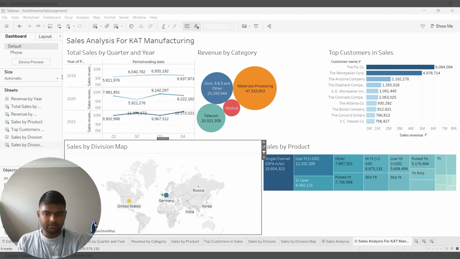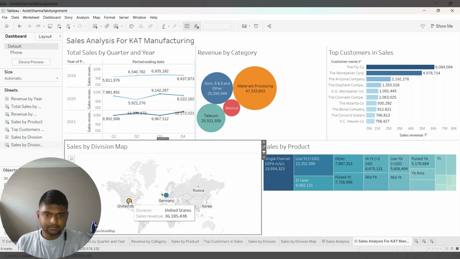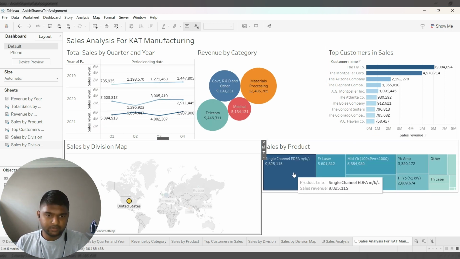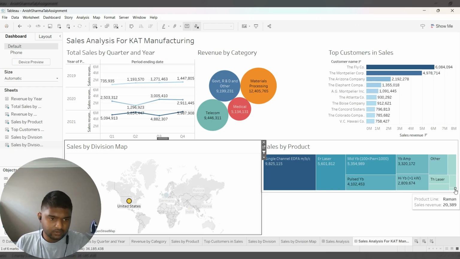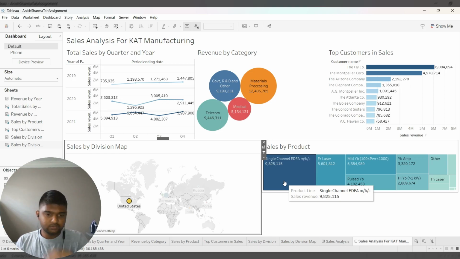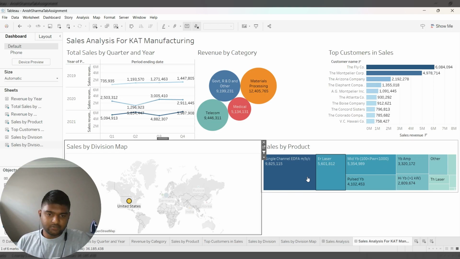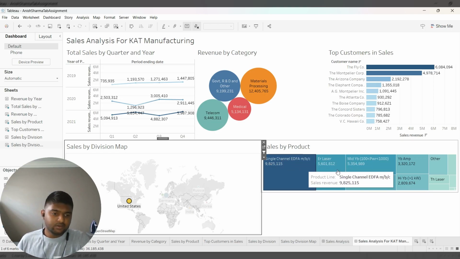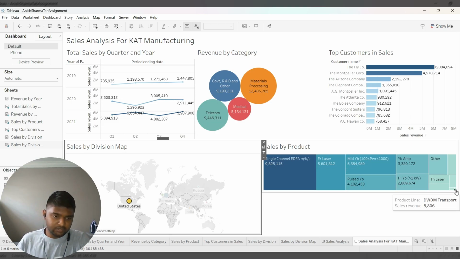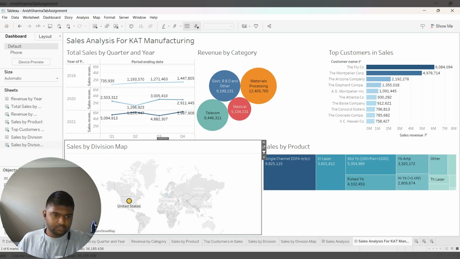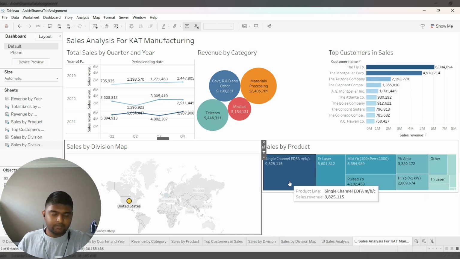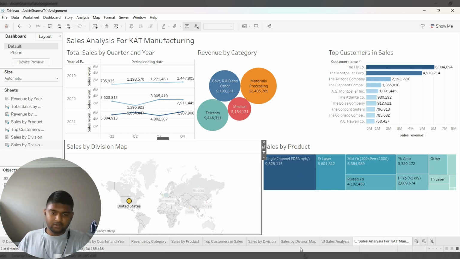lines or top customers? For example, let's say you go into the United States and we can see our sales by product here. As we can see, the lowest one would be DWDM transport, and the highest selling would be single channel EDFA. So the question there would be, should we focus more on single channel EDFA, or should we focus more on DWDM transport? That could pose an interesting question, I believe.